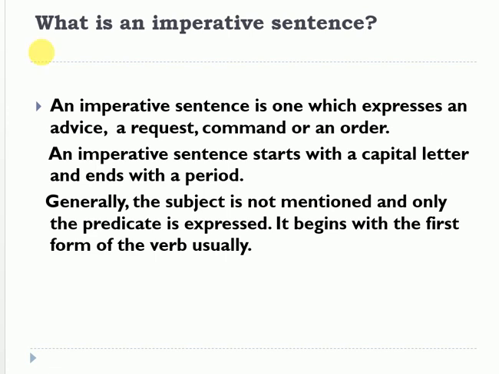Next, the imperative sentence. An imperative sentence is one which expresses advice, a request, a command, or an order. Now, what is its structure? It starts with a capital letter and ends with a full stop. Generally, the subject is not mentioned and only the predicate is expressed. It usually begins with the first form of the verb. So let's see its example.